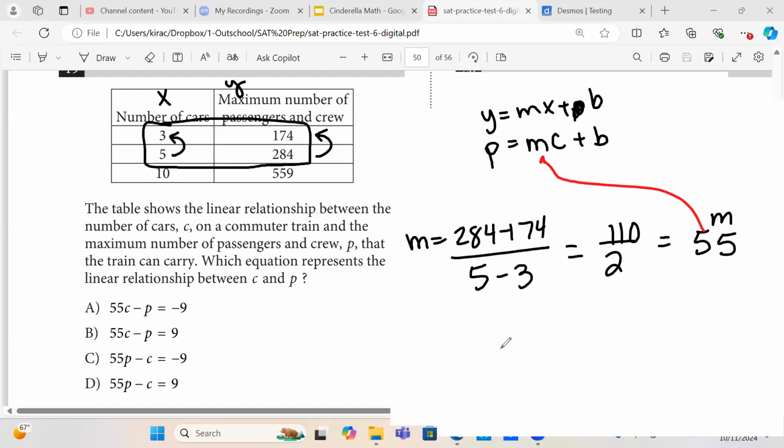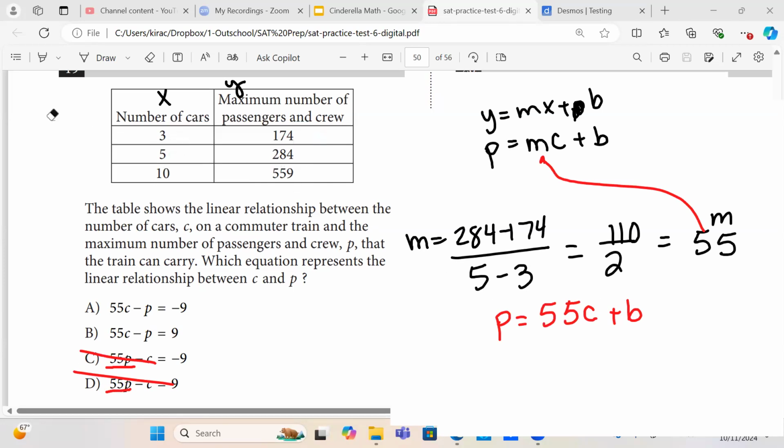We're going to put that right here. So passengers equals 55 car plus b. So we know it's going to be 55 with the C. So that gets rid of answer option C and answer option D. So if you had to just guess from here, if you're running out of time, you could at least get it down to a 50-50. And now let's pick your favorite point. I'm going to pick the top one and plug in to find the B value. So this is going to be our C and this is going to be our P. So 174 equals 55 times 3 plus B.